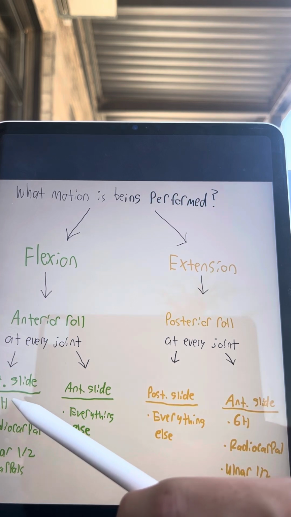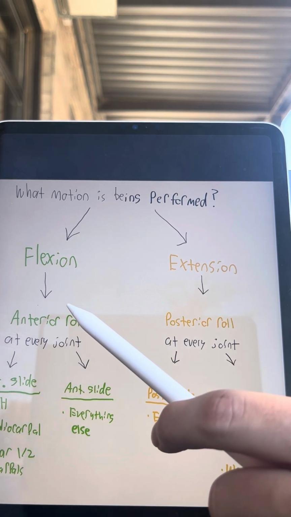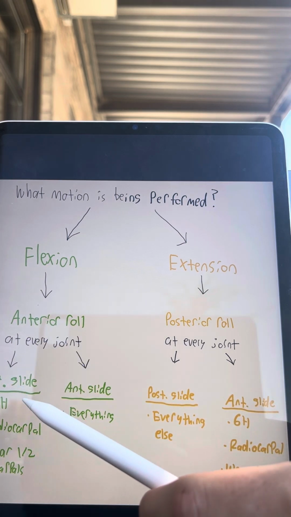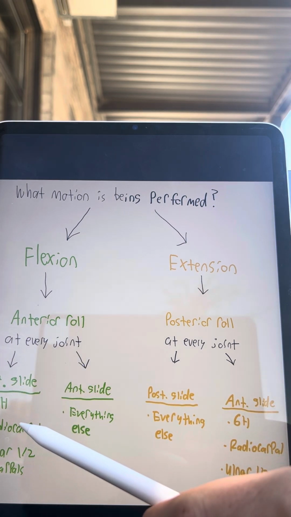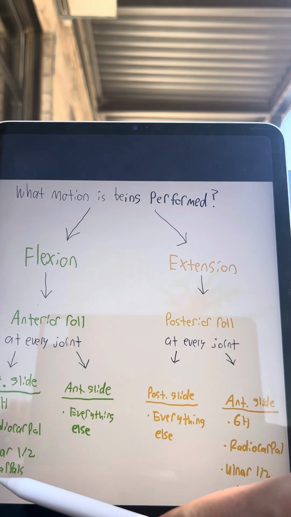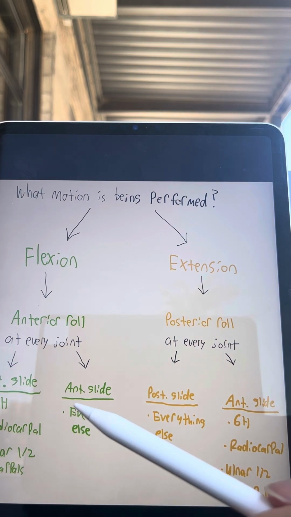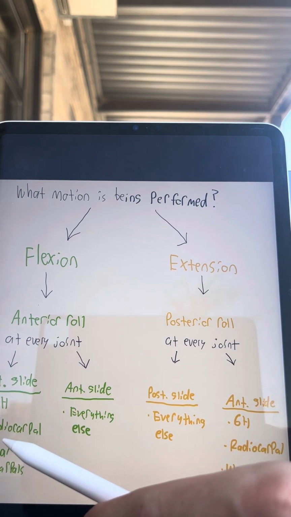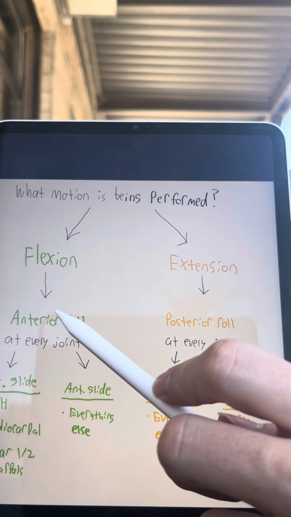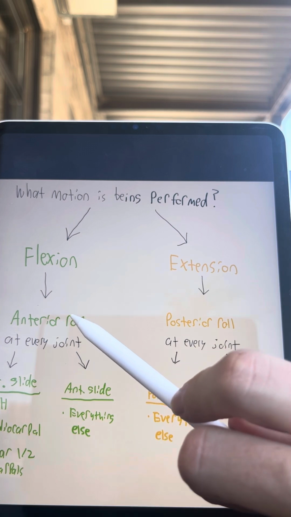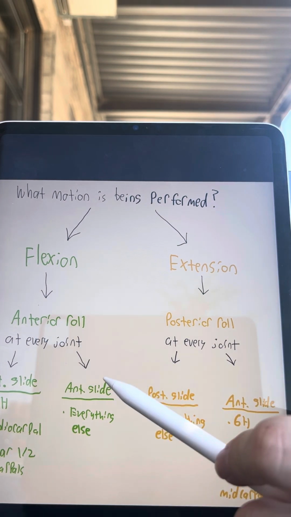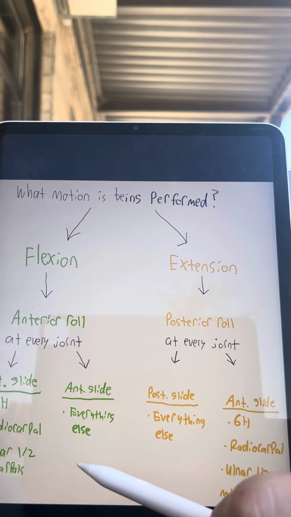which is really 2.5. So if it's anterior roll at the glenohumeral joint, radiocarpal joint, and the ulnar half of the midcarpal joint, an anterior roll will end up in a posterior glide. And that's only at these joints. If an anterior roll ends up in an anterior glide, that will be pretty much every other joint in the upper extremity where flexion occurs.